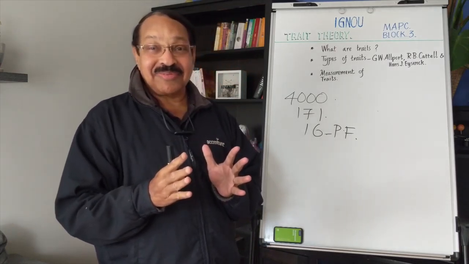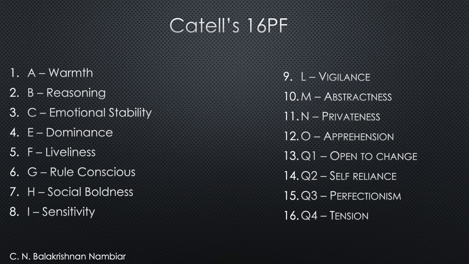What are these 16PF? Let us see. They are warmth, reasoning, emotionally stable, dominance, liveliness, risk conscious, rule conscious, social boldness, sensitivity, vigilance, abstractness, privateness, apprehensiveness, open to change, self-reliance, perfectionism, and tension.